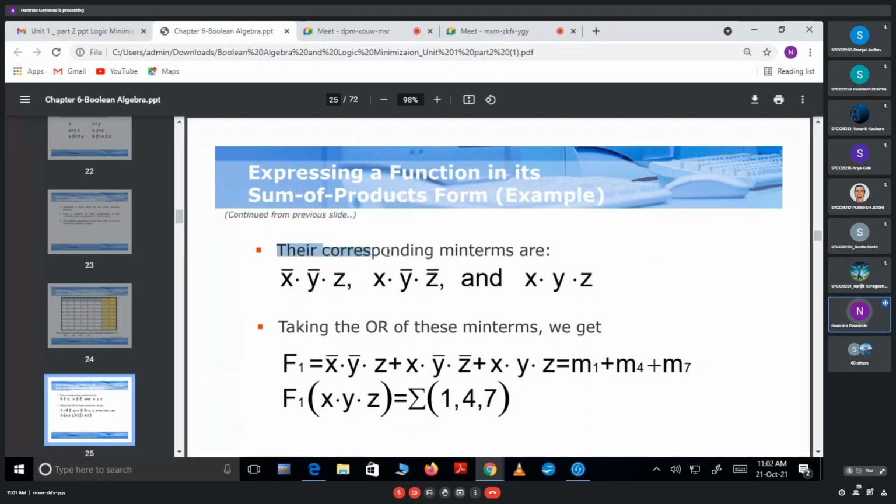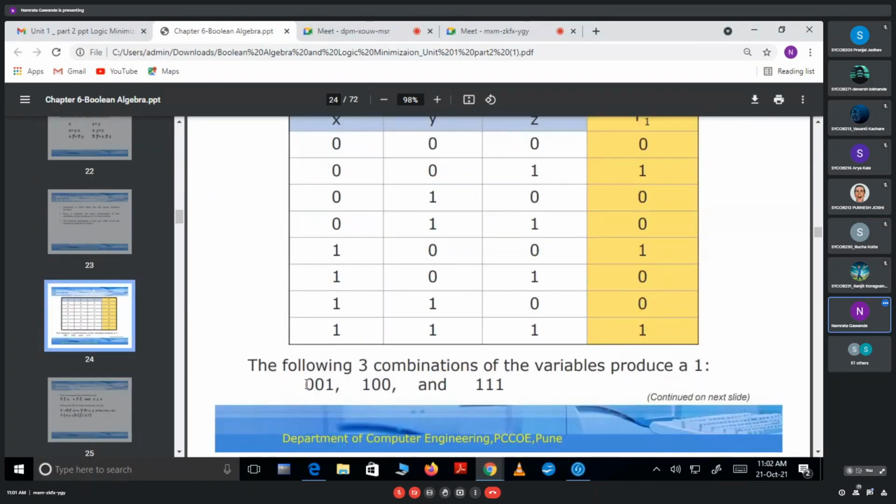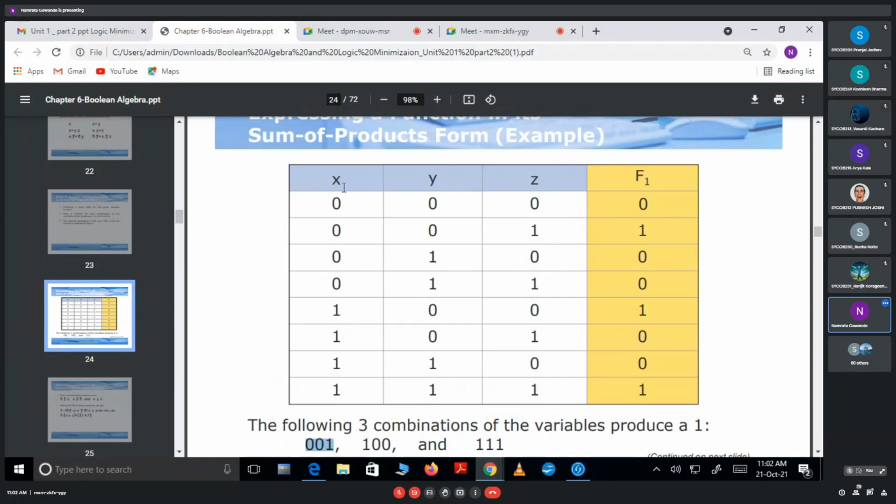So what I will do next, I will write the corresponding min terms of those ones. See here, their corresponding min terms are x bar dot y bar dot z. Why is this term written over here? What you can see over here? 0, 0, 1. What is the min term of this? x bar, see here, 0, 0, 1. How will you represent this?